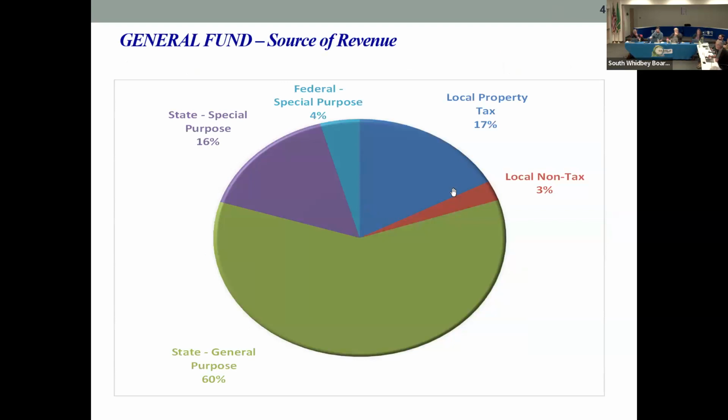You see that the green and the purple is state funding. So roughly 60% or so comes from the state for apportionment, another 16% for special purpose, and the rest is federal funds and local property taxes and non-local. So about 20% of our budget is actually coming from our community.